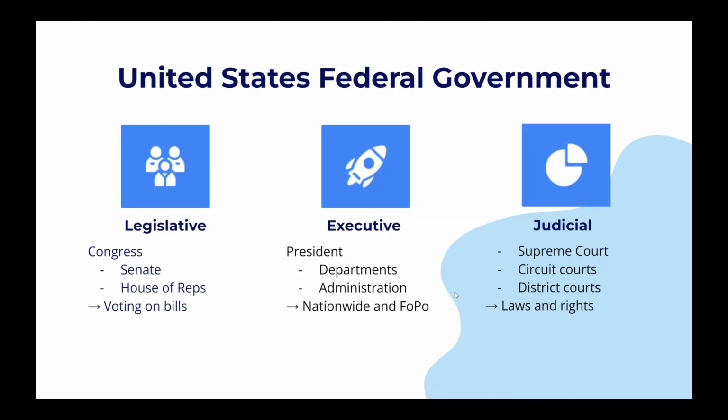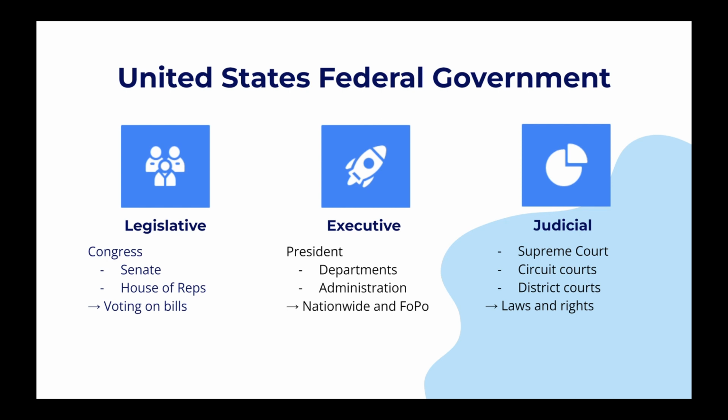The first part is the United States federal government, and it could be understood as three different branches. The first one is legislative, aka Congress. Congress is composed of the Senate as well as the House of Representatives. And while Congress has many functions and jobs to do, its main priority is voting on bills and policies and determining whether or not they pass.